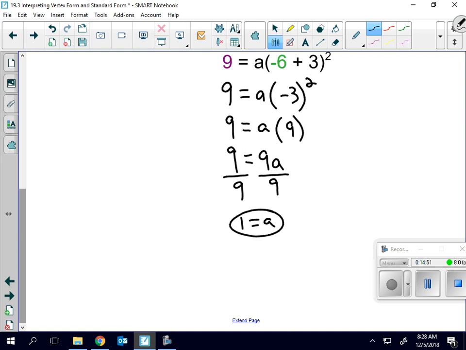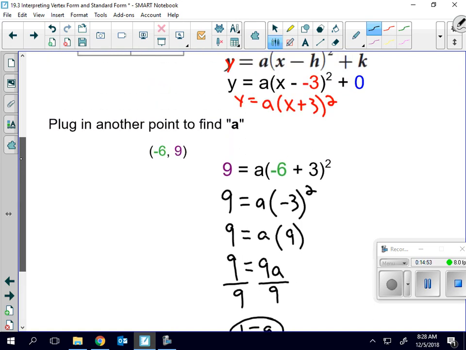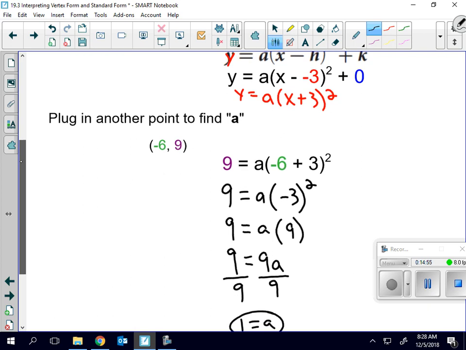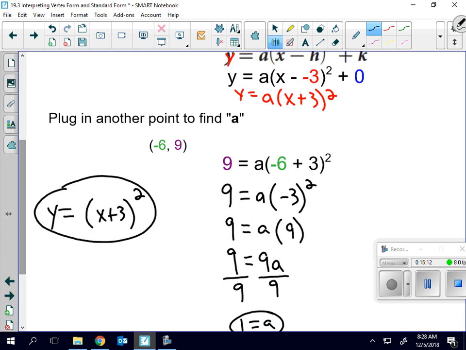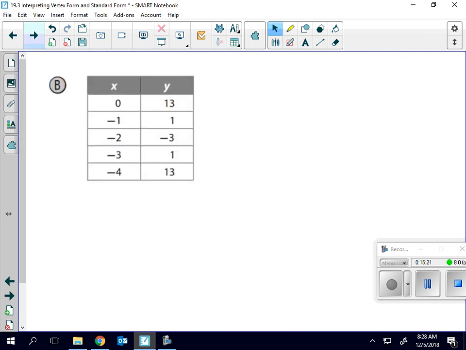Therefore, our equation, our function, is going to be y equals, a is 1, so since it's multiplication, I can just leave it off, (x plus 3) squared, and again, the k is plus 0. So this is fine. If you put in the 1 and the plus 0, that's fine too. Let's do another one like that. Pause the video, see if you can do it on your own.